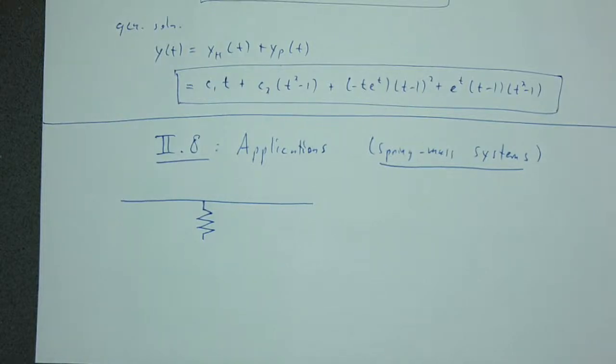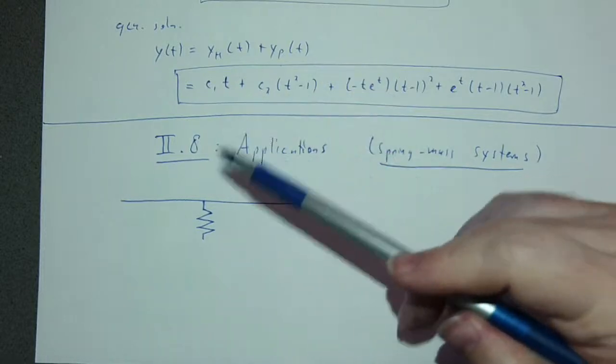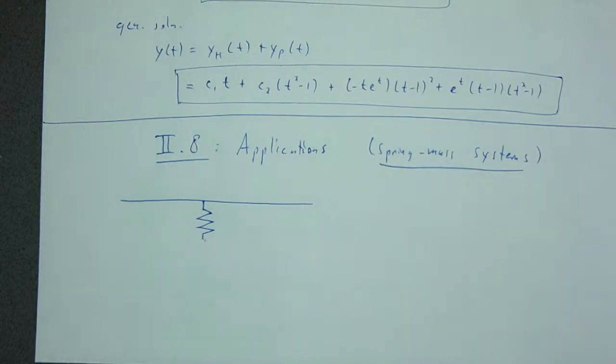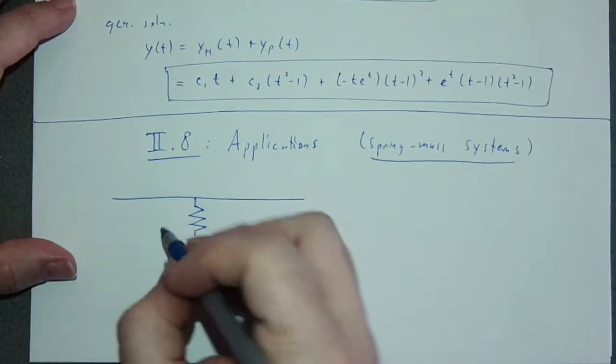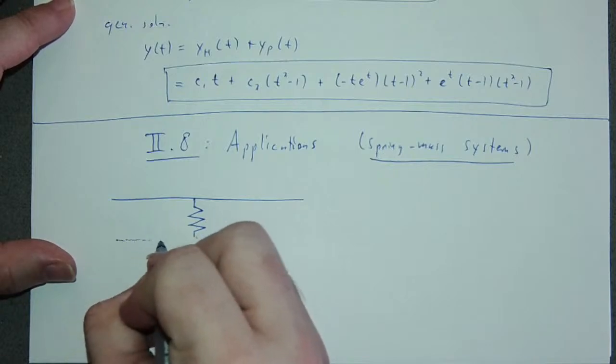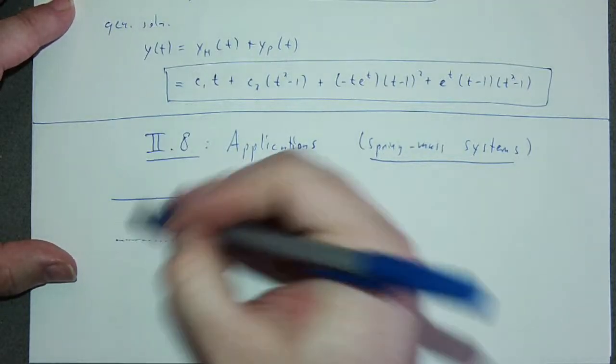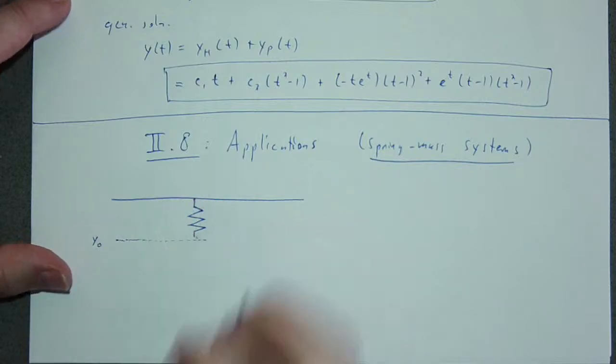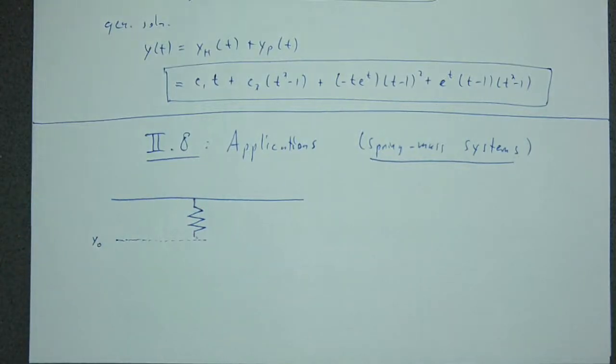This spring has some initial position. When we talk about the position of the spring, what we're tracking is this end of the spring. So we'll call this our initial position, our initial height. We're tracking it in this direction, the height, so we'll call this y naught. That's our initial position here.